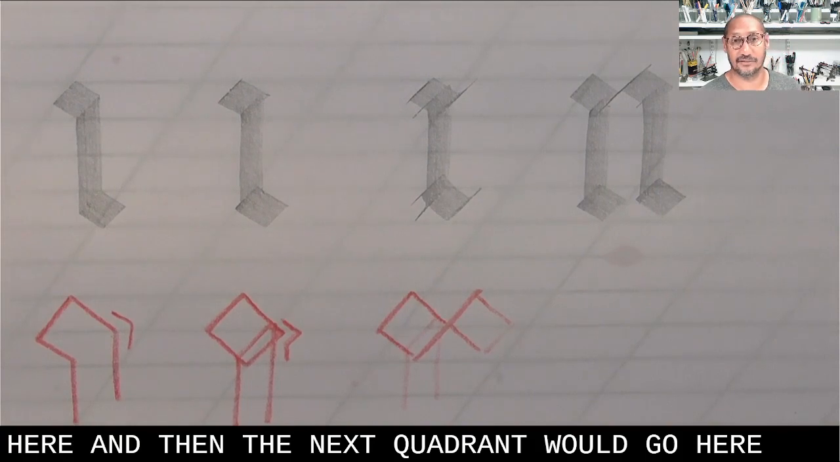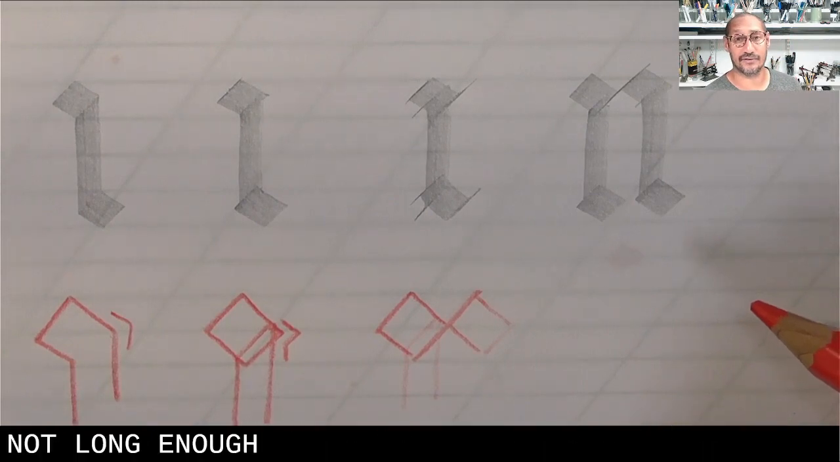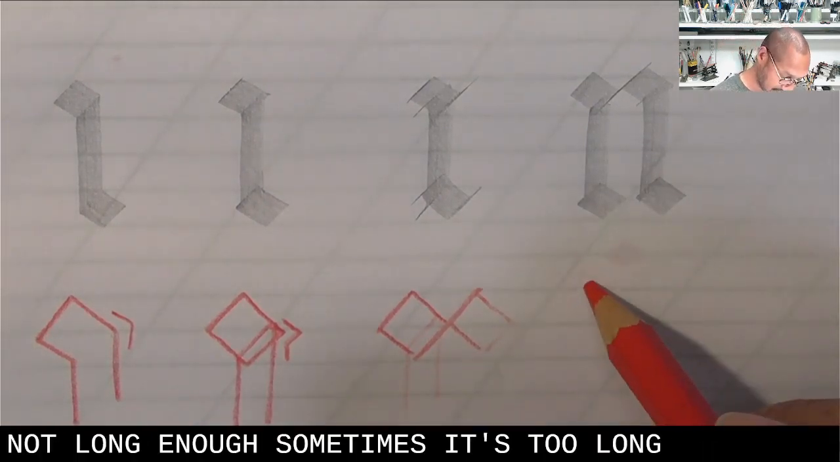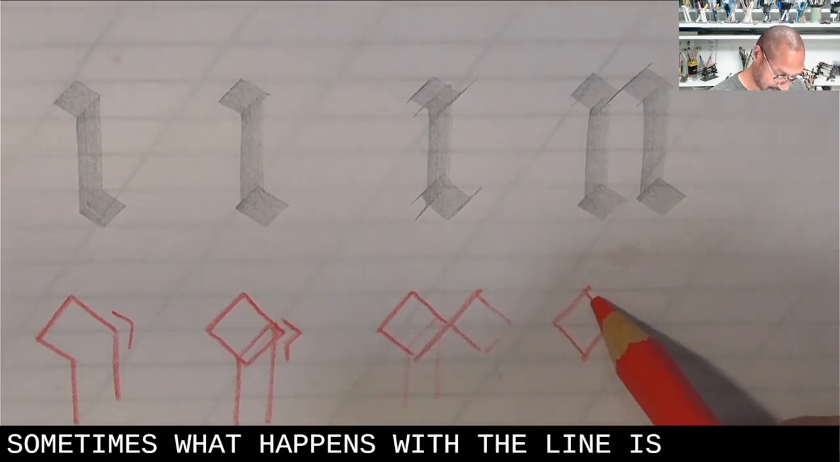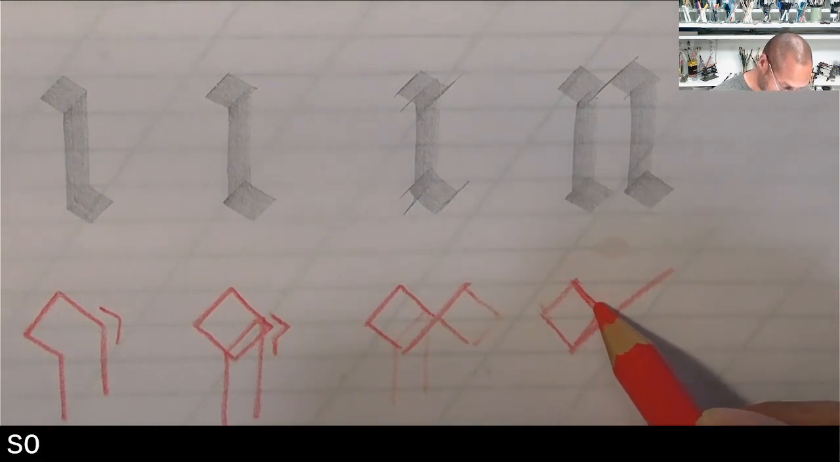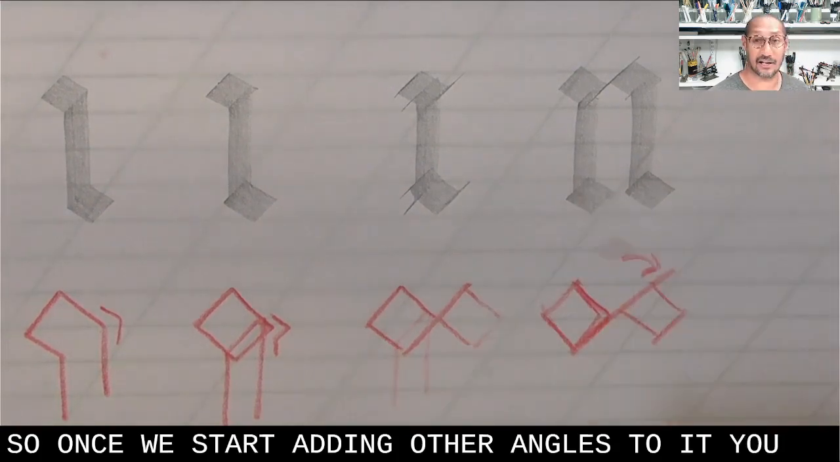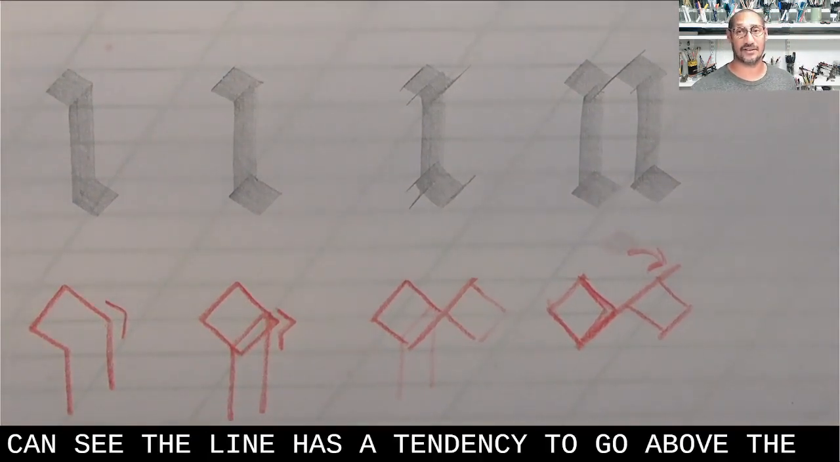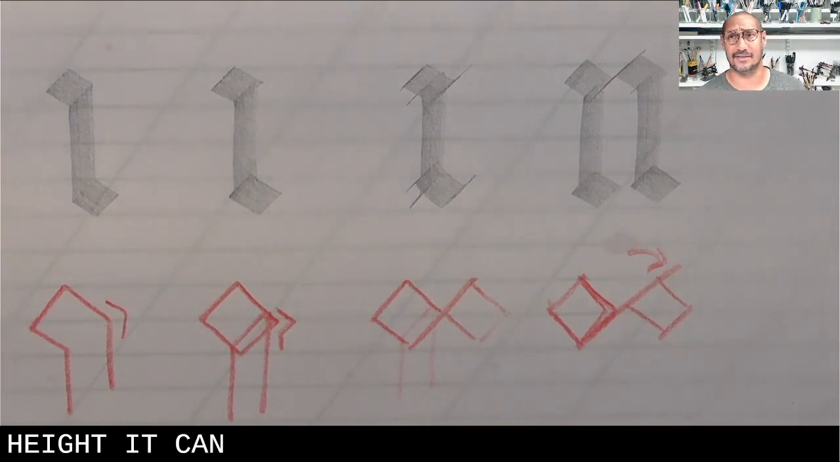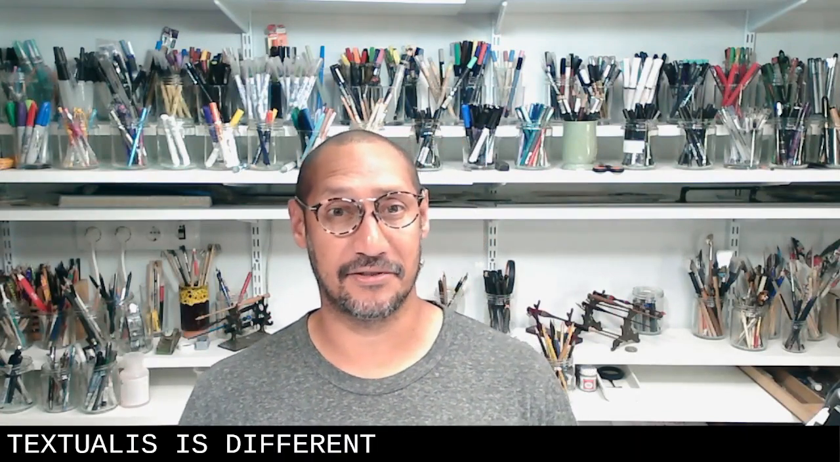So most textualists would put the downstroke here, and then the next quadrant would go here. Now, the problem with this is sometimes the line is not long enough, sometimes it's too long, sometimes what happens with the line is that. So once we start adding other angles to it, the line has a tendency to go above the x height. It can destabilize the script. So my Textualis is different in that it's just the quadrant, the lozenge, and the downstroke. It's very geometric. It gives you a brilliant framework.